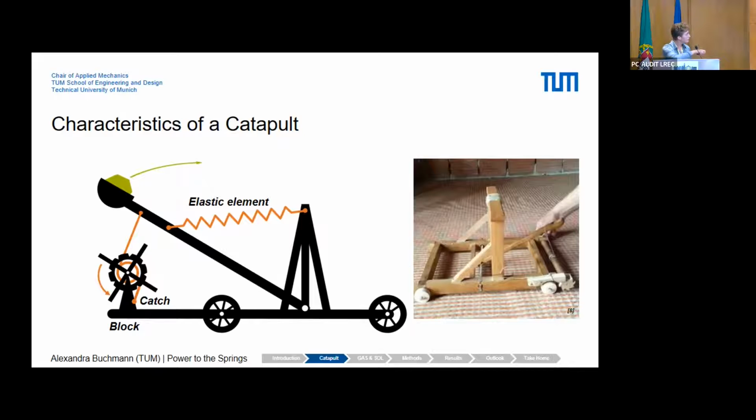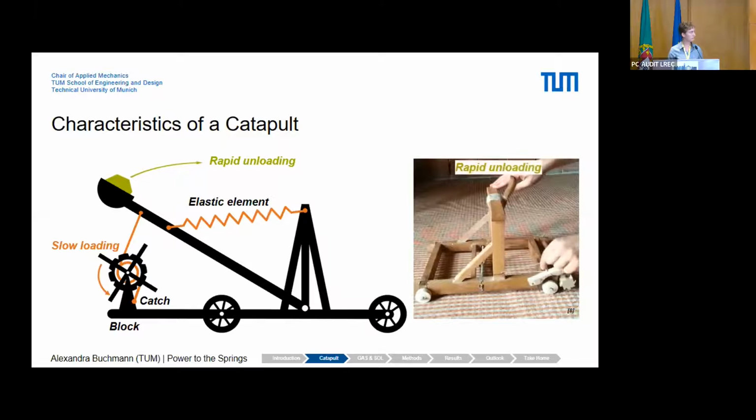I hope you see the laser pointer. We need a catch to actually trigger the release of this catapult. Why do we need that? In this case, it's a ratchet mechanism. We need it to facilitate a slow loading, so we can take our time to put energy into the system at a low power input level. And then at the end, once we decide to unload this catapult, we have a rapid energy release of the entire elastically stored energy. So as I said, slow loading with a low power input over a long period of time, and then at the end, a rapid unloading of the entire stored energy to throw, in this case, a projectile.